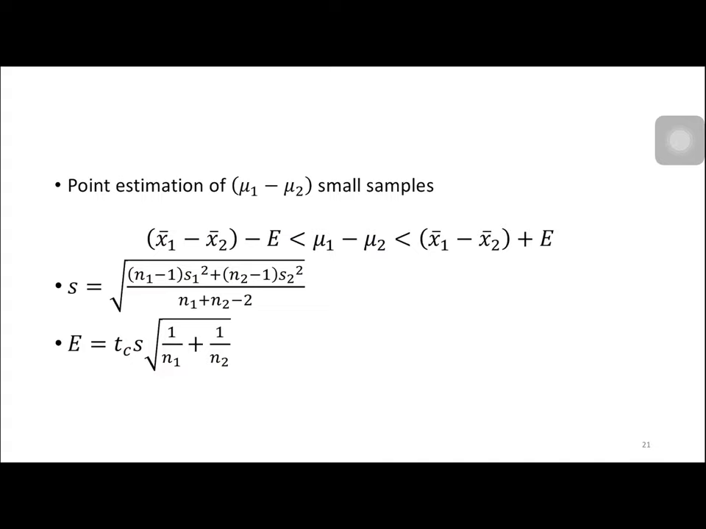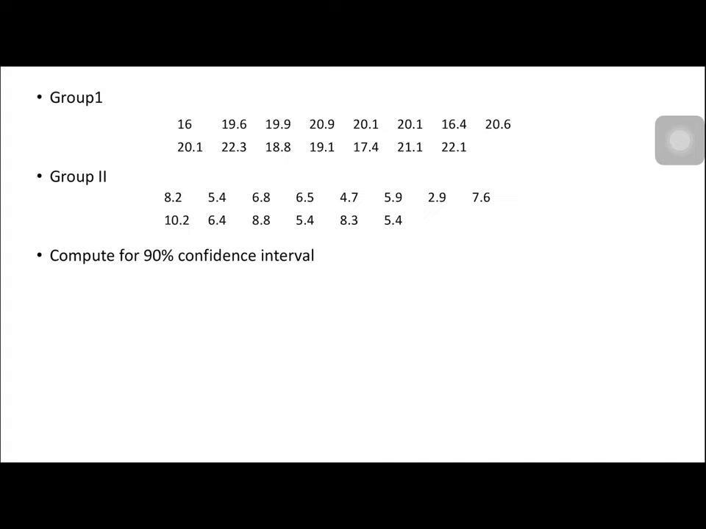Okay, so for our example, we have here two groups. Compute for the 90% confidence interval. Okay, so we need what? Our mean, standard deviation, and n for group 1 and also for group 2. So we have there x bar 1, s1, n1, x bar 2, s2, and n2.